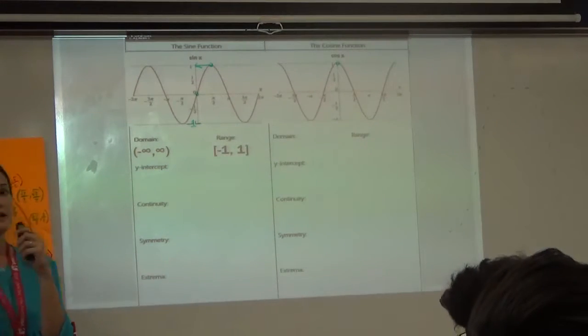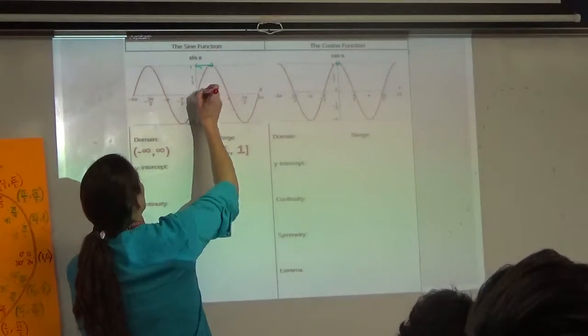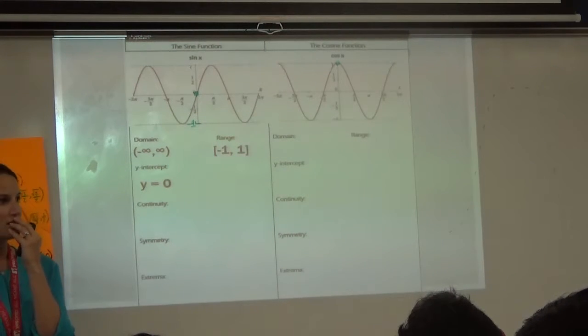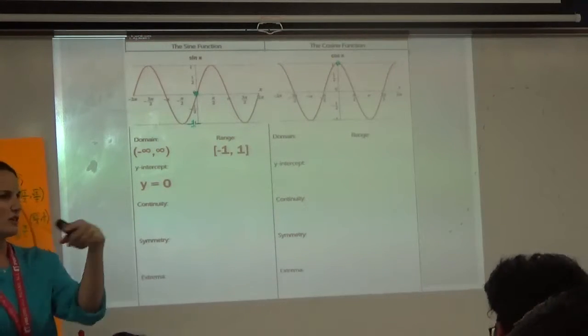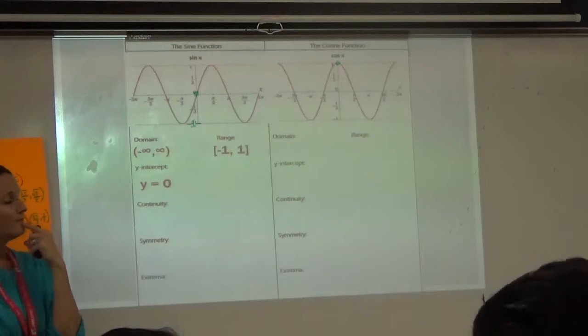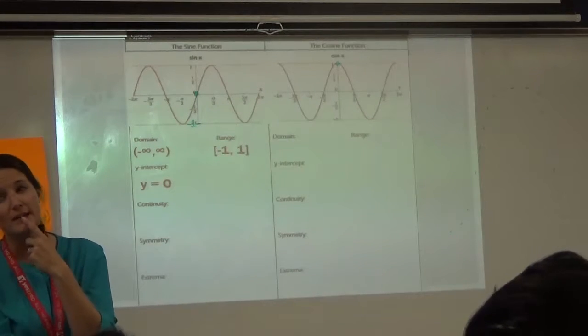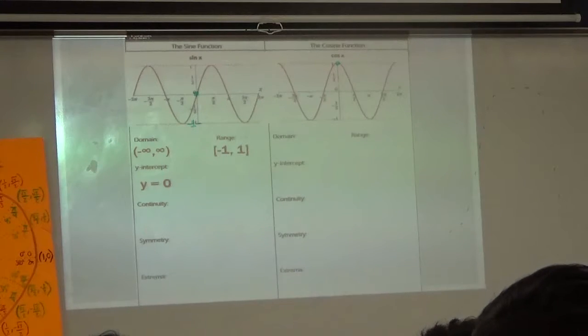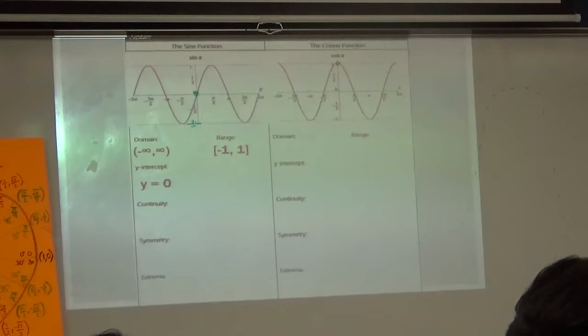Cool. Then for your y-intercept, that's right here. That's at y equals 0. That's where it crosses the y-axis. For our continuity, remember that has to do with our domain. Since this is all real numbers, that means there's no breaks or holes in our graph all the way from negative infinity to infinity. So it's continuous for all real numbers from negative infinity to infinity.